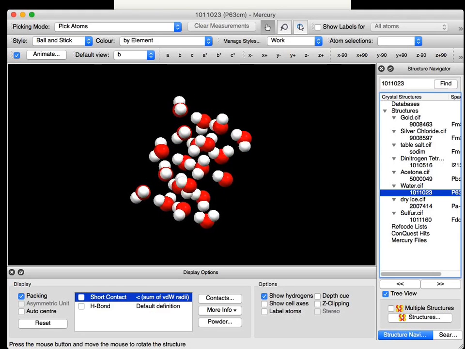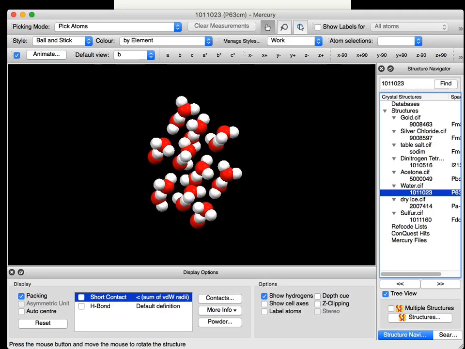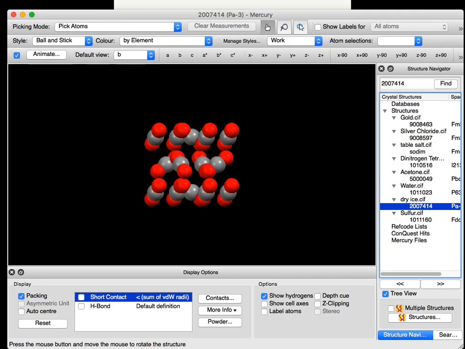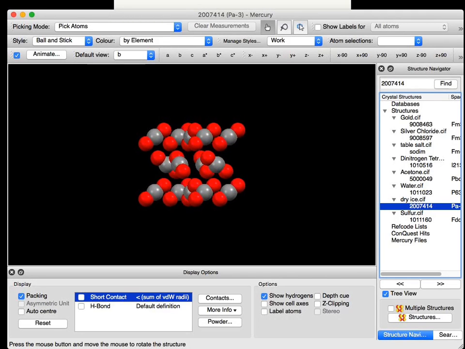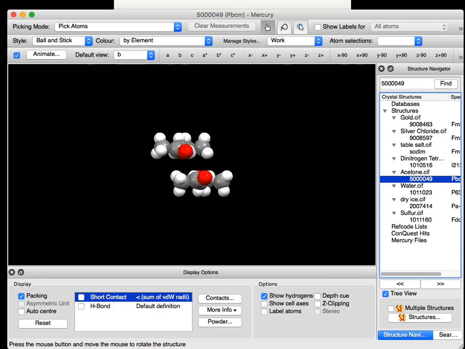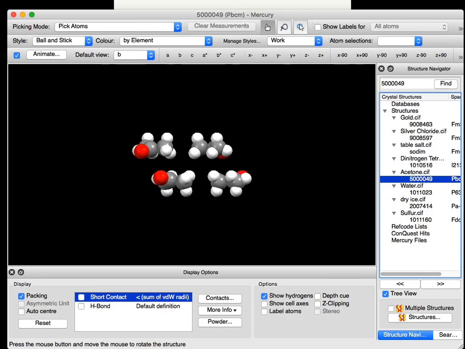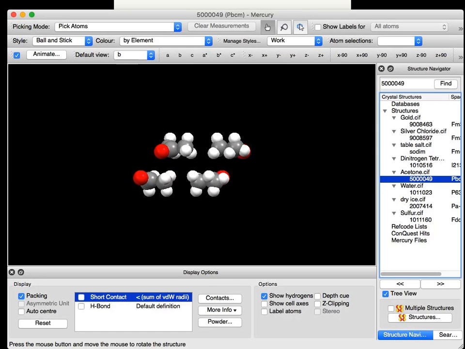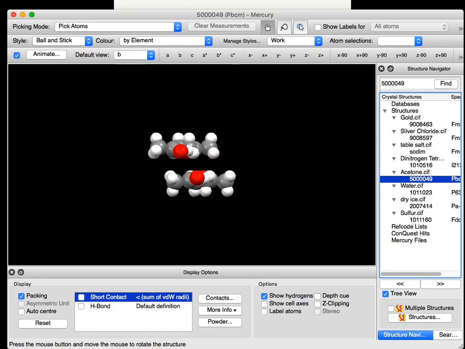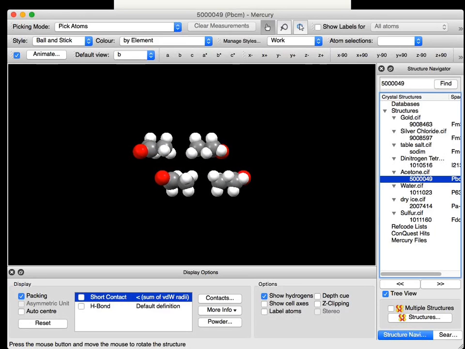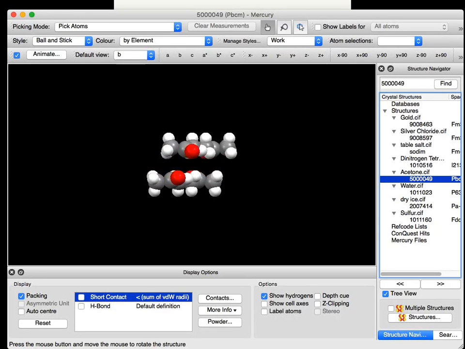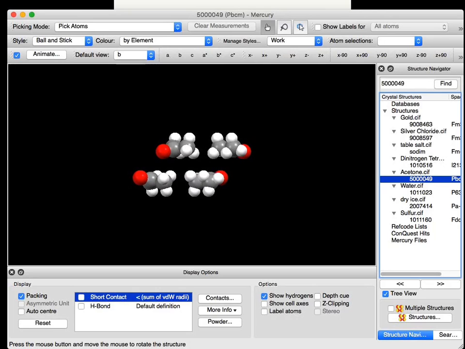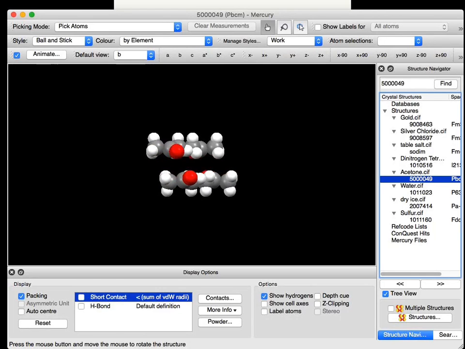Now, none of these groups are actually touching each other. Here's carbon dioxide. Same thing. Here's acetone. Wait, how many groups do I have? 2, 3, 4. I got 4. 3 gray, 1 red, 6 white.